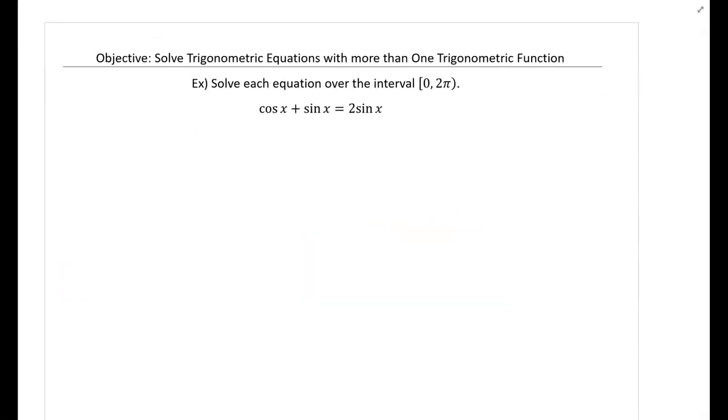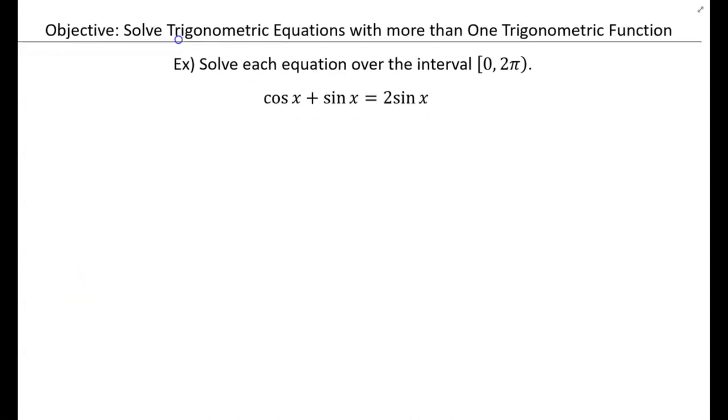All right, so here is our first example. You'll see that we have cosine of x plus sine of x is equal to 2 sine of x. Well, I want to isolate one trig function on each side. So I'm going to subtract sine of x on each side, so that on my left side I just have cosine of x. On my right side, 2 sine of x minus sine of x is just sine of x.